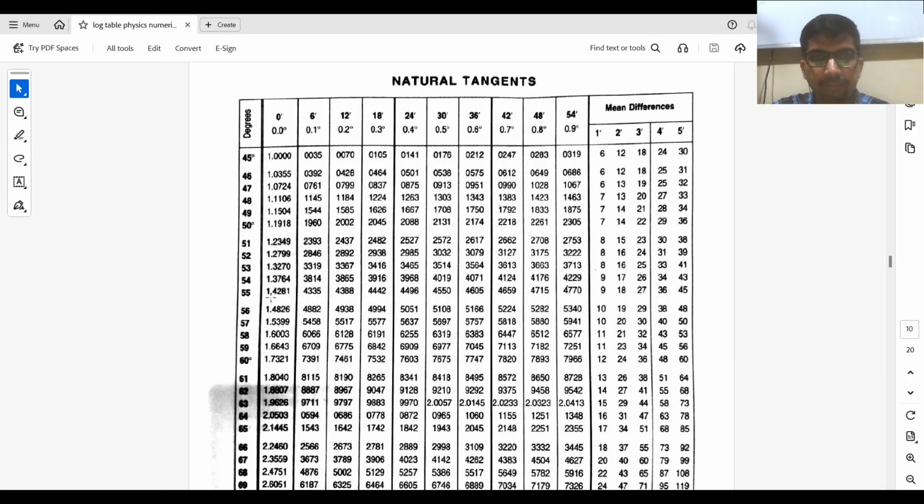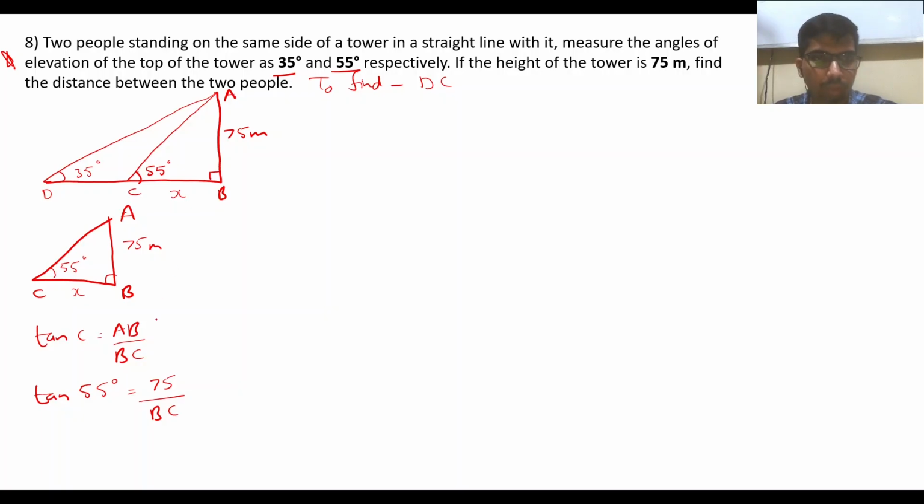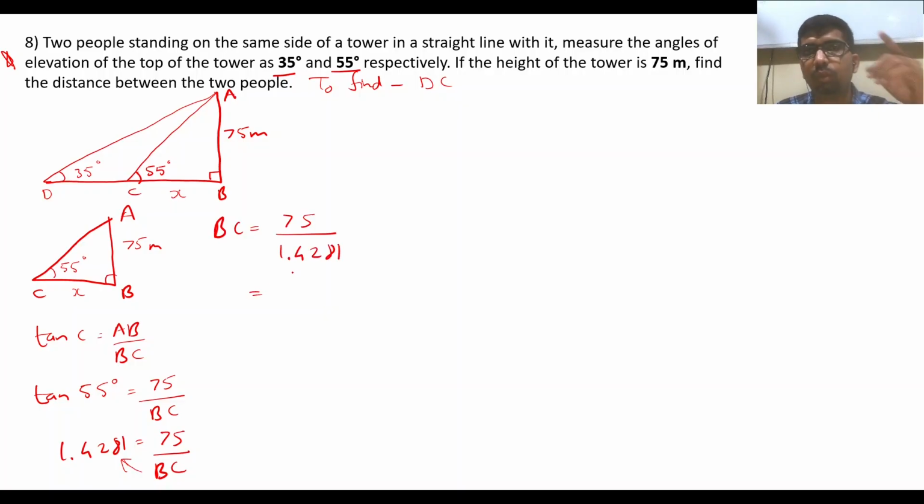Tan 55 is 1.4281. This is directly given. There's no small value. So tan 55 is 1.4281, which is 75 upon BC. Now we'll again do reciprocal. So BC will come over here and this will come down. So BC will be 75 upon 1.4281. Now I have to divide, so I have to go reciprocal now.